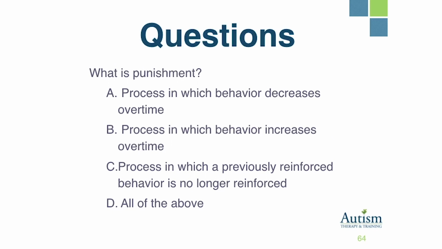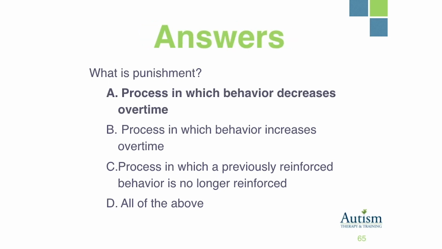What is punishment? A. Process in which behavior decreases over time. B. Process in which behavior increases over time. C. Process in which a previously reinforced behavior is no longer reinforced. Or D. All of the above. And the correct response is A. Process in which behavior decreases over time. Well done.